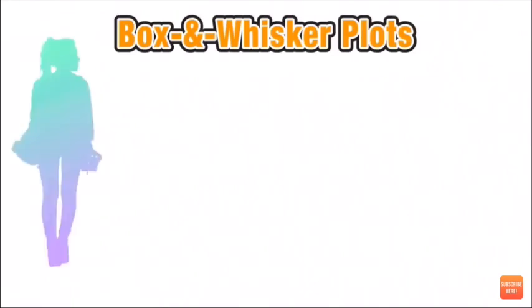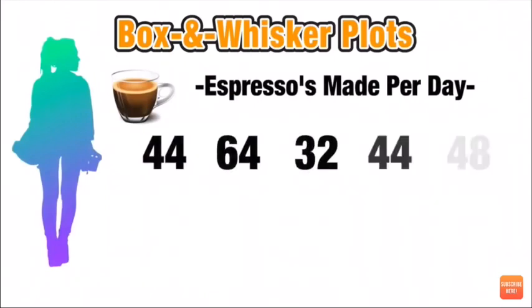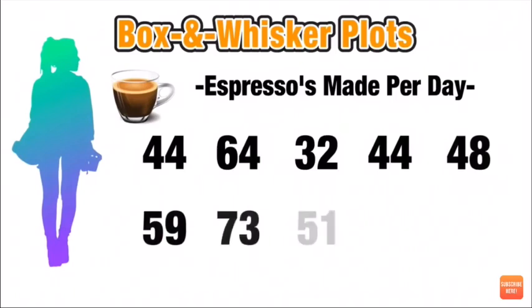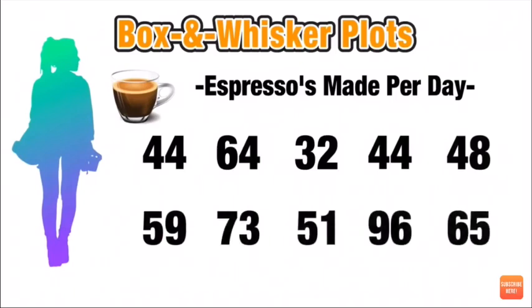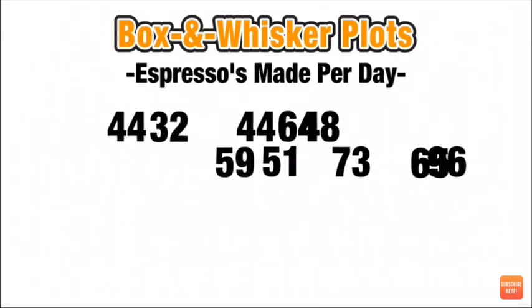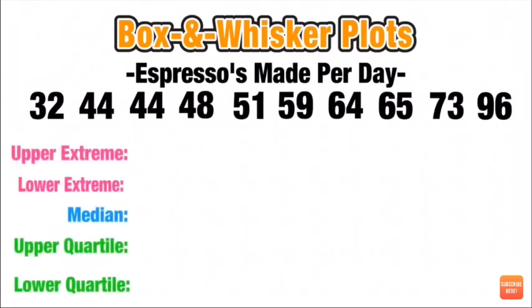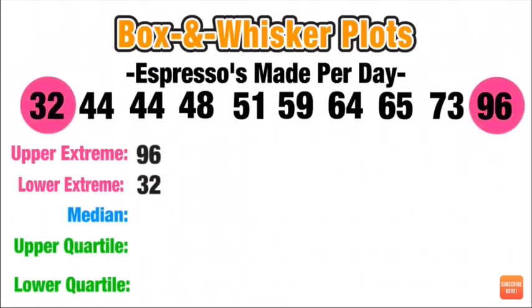So let's extend this understanding to a real-world example. We're going to join Jess, who owns her own coffee shop, and she's keeping data on the number of espressos that she makes per day. So remember that our first step is to rearrange the values in order from least to greatest. And now we're ready to get the information that we need. So first we'll start with the extremes, the upper extreme at 96, the lower extreme at 32.